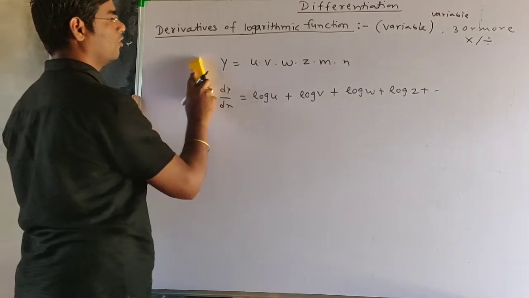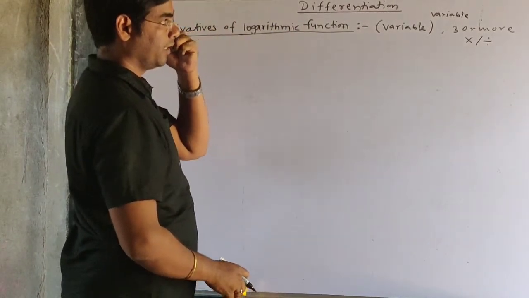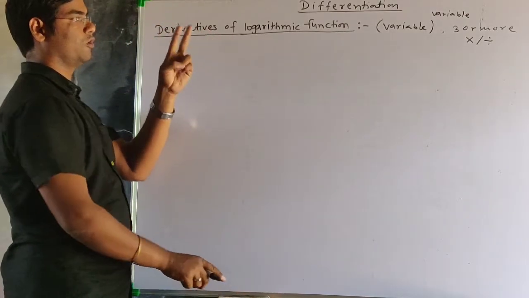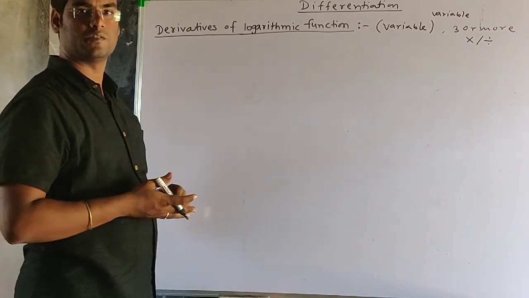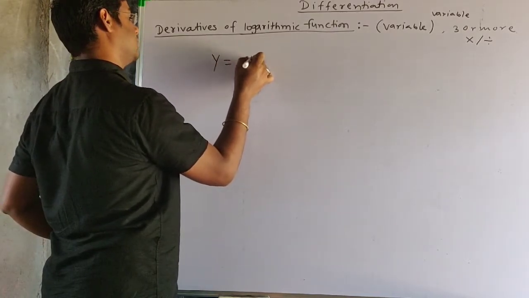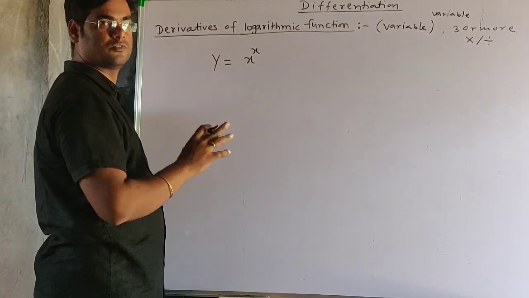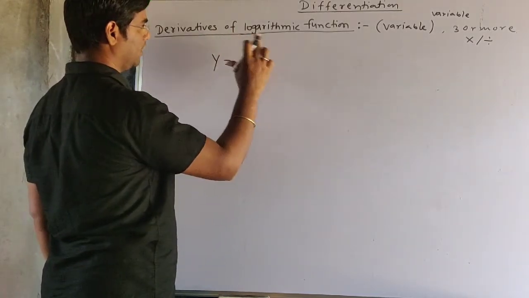So when to take log on both the sides? The first condition is there should be variable raised to variable, and the second condition is there should be 3 or more variables in multiplication and division. So let us take an example. Suppose we have x raised to x. Here we cannot apply x raised to n, a raised to x, or constant raised to constant. So the last option is what?